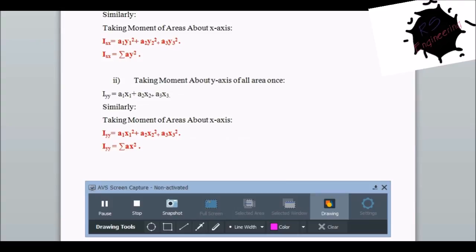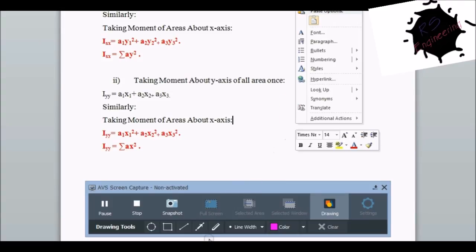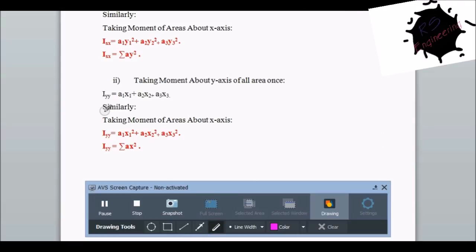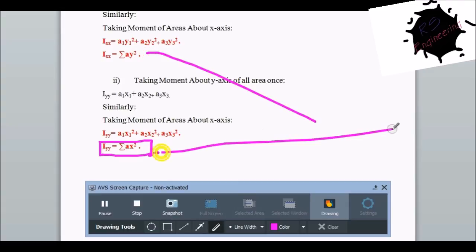This is the y axis. What about the y axis? Similarly, we take the same thing, the integral of the second moment of area, and we get Iyy equals summation of a x squared. So these are the two formulas, the first for the x axis and the second for the y axis. We are covering these formulas first for today only.